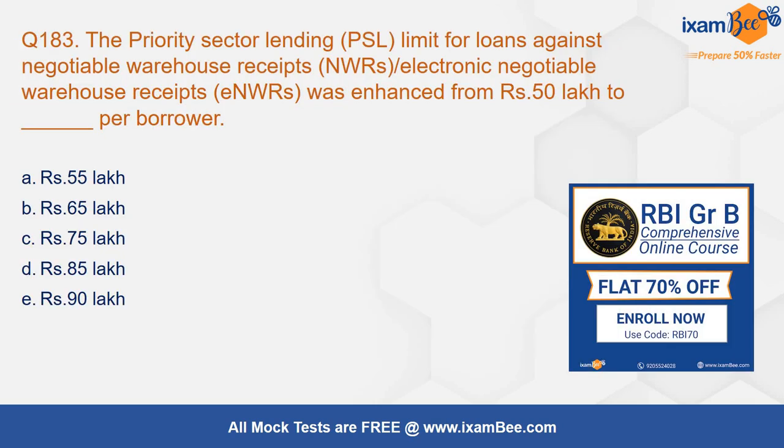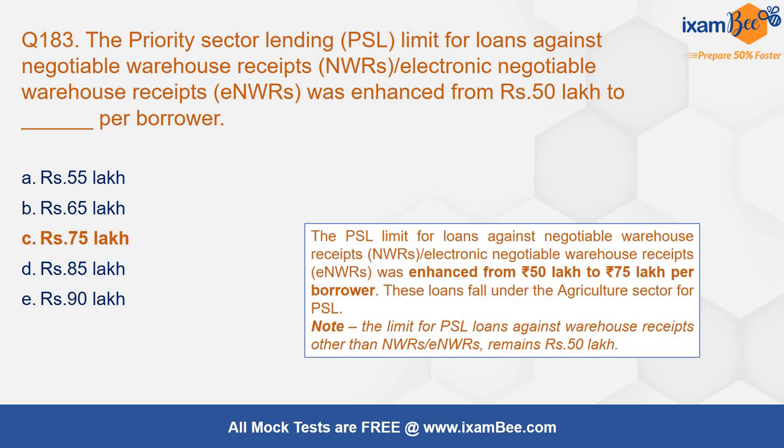Priority sector lending limits for loan against negotiable warehouse receipt, electronic negotiable warehouse receipt was enhanced from 50 lakh to how much? This is one important farmer financing, very much used for PSL. It is now 75 lakh rupees.